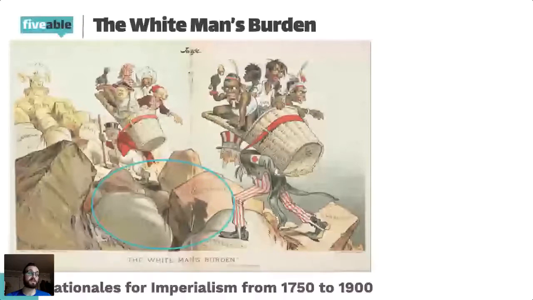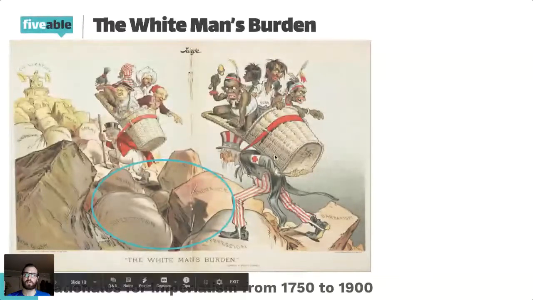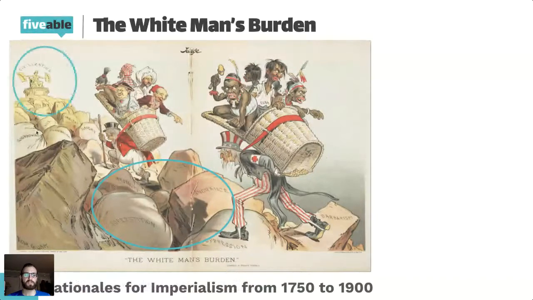You can see that Uncle Sam, and this is a character called John Bull, which is sometimes used as a metaphor for Great Britain. It's not super well known, and it's not super common anymore. Back in the early 1900s and late 1800s, it was much more popular. But both Uncle Sam and John Bull do seem to be carrying these various people over these rocks. And if you notice at the top, there does seem to be a giant temple or statue or perhaps a personification that just straight up says civilization, right? At the very, very top.